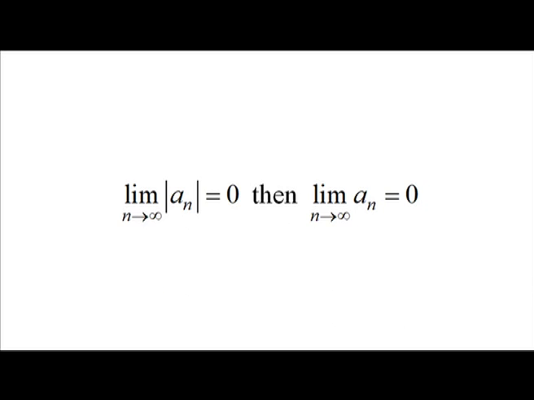As another example, we show that if limit of absolute value of a n as n approaches infinity equals 0, then limit of a n as n approaches infinity is 0.